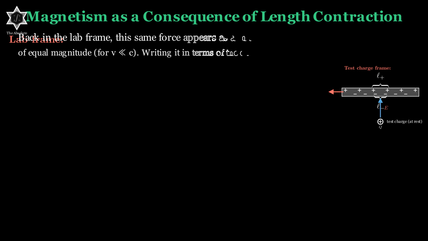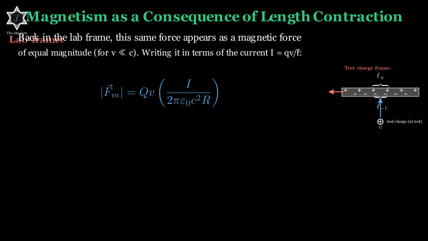Now boost back to the lab frame. This exact same force shows up there too, with the same magnitude, as long as v is much smaller than c. Let's write it in terms of the current, I equals Q v over L. That gives us this expression for the magnetic force.